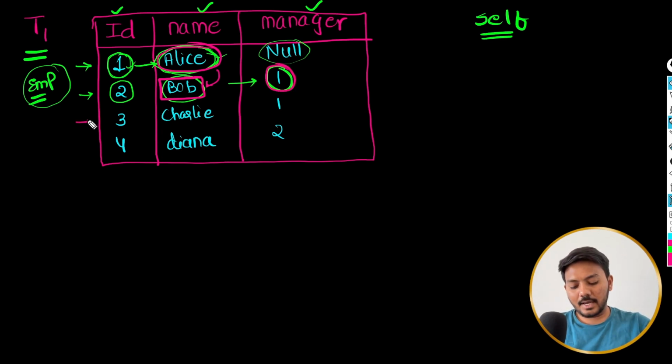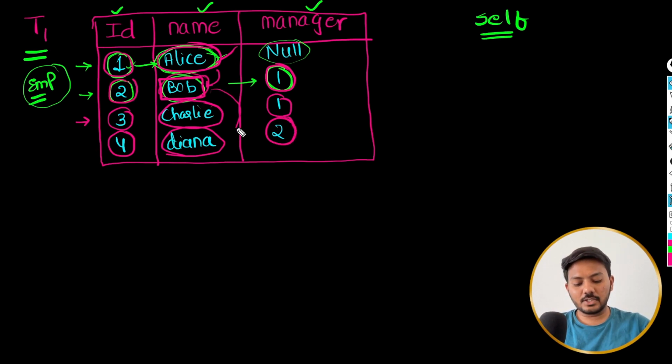And then I have the third employee, which is Charlie, and his ID is 3 and his manager ID is 1, which is again Alice. And then we have the fourth employee Diana and the manager ID is 2. That means Bob is the manager for Diana.